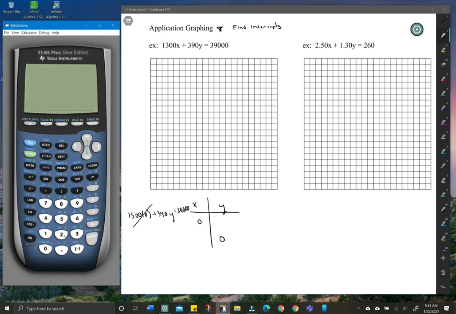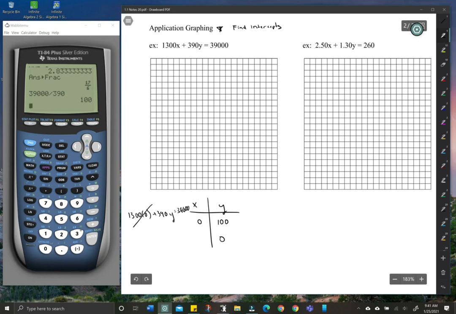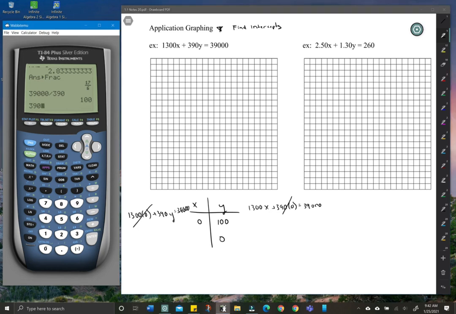Likewise, substitute 0 in for y. 1,300x plus 390 times 0 equals 39,000. And essentially dividing that by 1,300 gives you 30. Okay, so looking at it, you can't quite tell that on the y-axis. So what this means is my y-axis, I need to go at least up to 100.